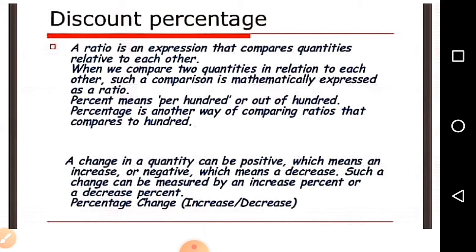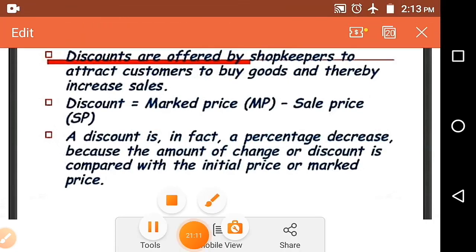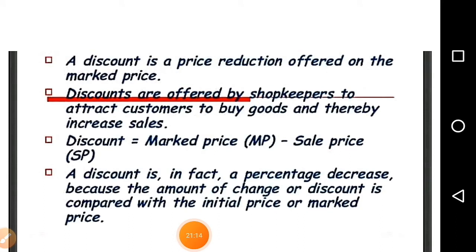Now, a change in a quantity can be positive, which means increase, or negative, which means decrease. Sometimes price is increased, sometimes price is decreased. So that is a change. Such a change can be measured by an increase percentage or decrease percentage. So percentage change you can find out by increase or decrease. What is a percent? So what is a discount?